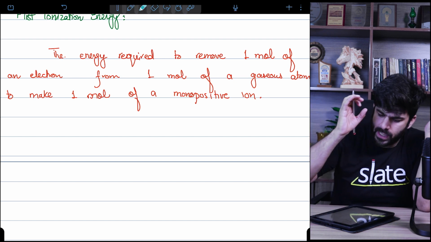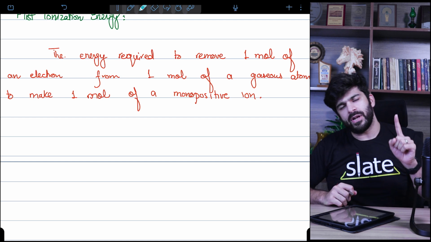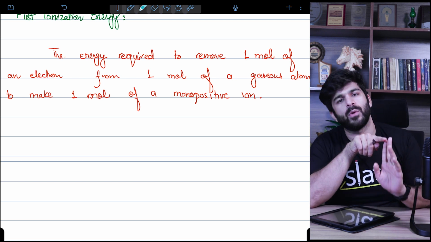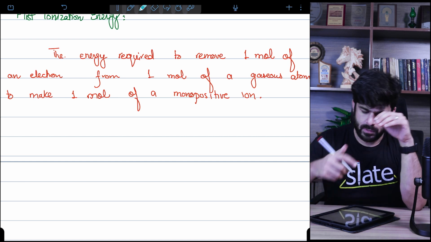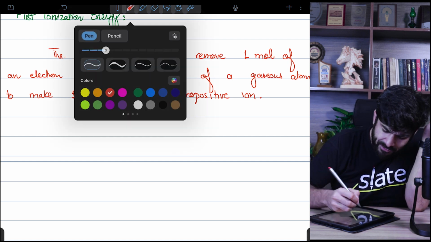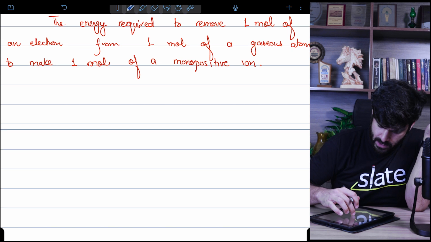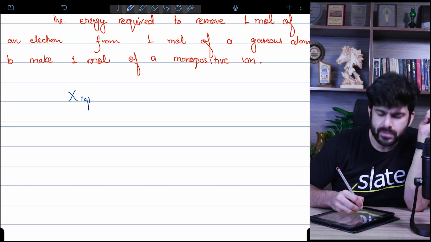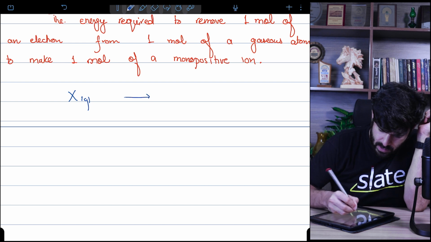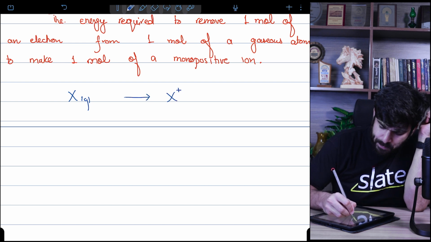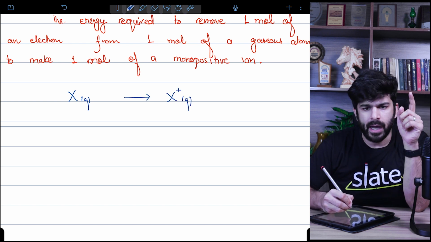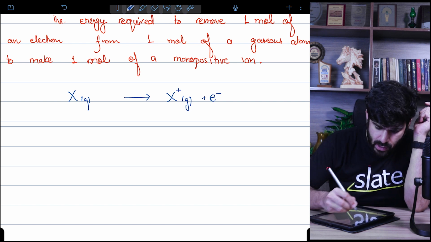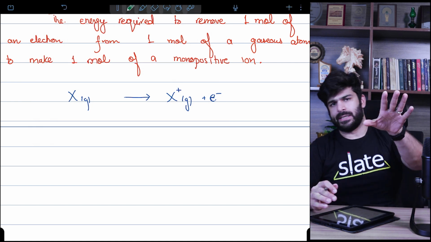Now, what is the most important part? 1 mole of electron, which means 1 electron is removed from 1 mole of a gaseous atom to make 1 mole of a monopositive ion. Now, let's draft a random equation out of it. If X is my atom, the state is gaseous. X will form X positive ion plus 1 electron.